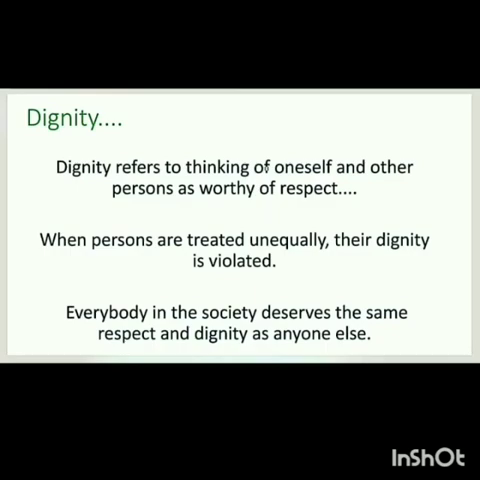Dignity signifies that everybody in the society deserves the same respect and dignity as anyone else. Nobody is unequal in the society, and everybody has the right to live with dignity.